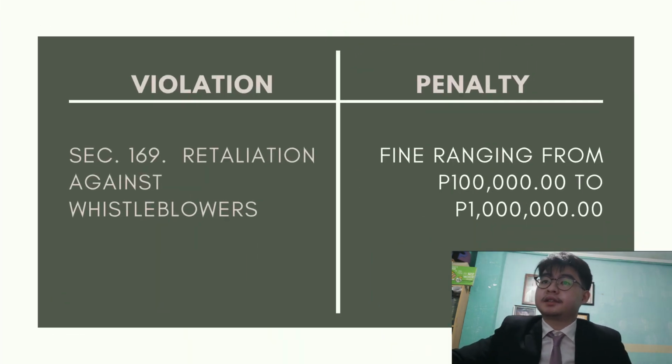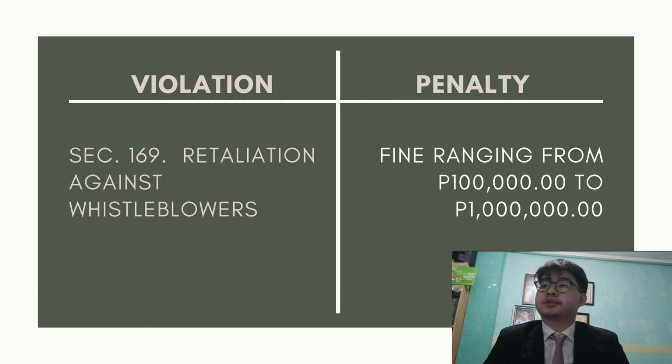Section 169. Retaliation against whistleblowers. So first, let's define what a whistleblower is. A whistleblower refers to any person who provides truthful information relating to the commission or possible commission of any offense or violation under this code.